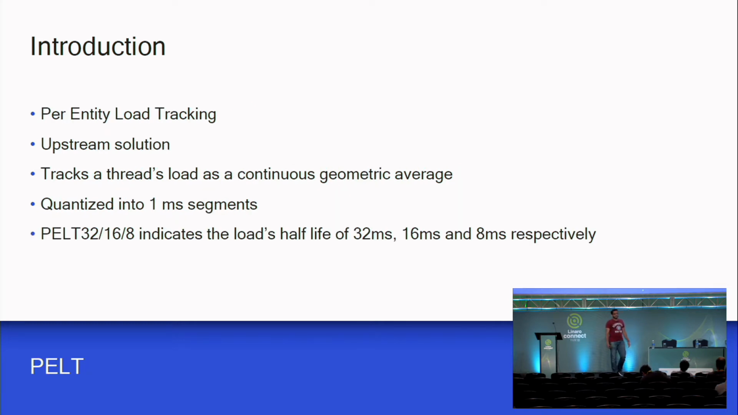PELT stands for Per Entity Load Tracking. It's an upstream solution, and it tracks a thread's load as a runtime geometric average. It splits up the time into about 1 millisecond segments, and each segment contributes some amount to the geometric average. There are three variants of PELT, PELT 32, 16, and 8. They indicate a load's half-life time. So if a load is at a value X and it goes idle, in 32 milliseconds, the value will be half of what it was before. So that's the half-life here. You can think of PELT 16 as reacting much faster to threads running or going idle compared to 32, and PELT 8 is an even faster version.